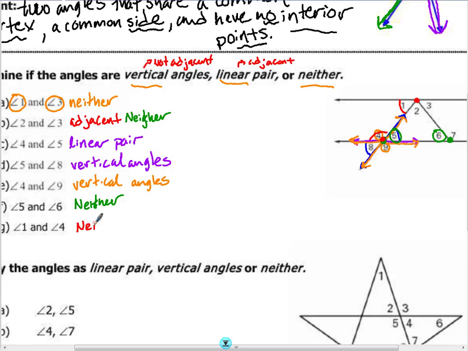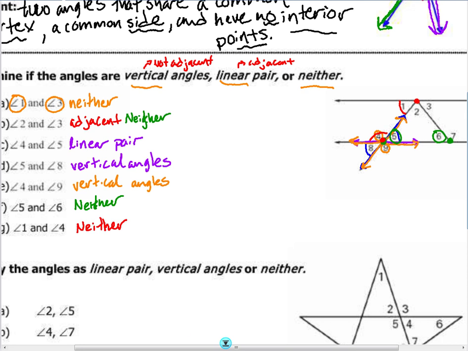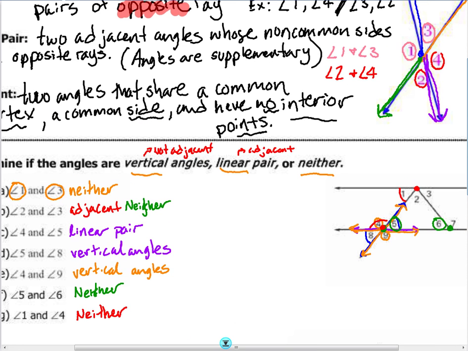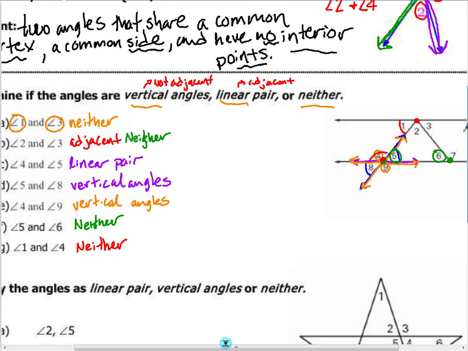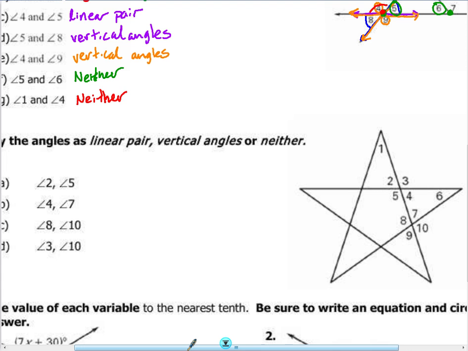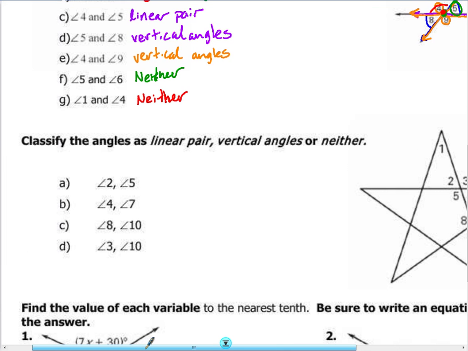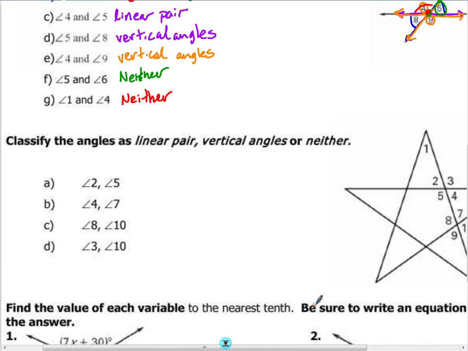Alright? So now that we've gone through a couple examples and we've labeled our picture and used the definitions of linear pair and vertical angles to determine if angles were one of those relationships, why don't you go ahead and try these 4 on your own and see if you can classify them as linear pair or vertical angles. What I'm going to do at this point is give you a chance to pause the video, and then I'm going to throw up my answers and you can see how you did.